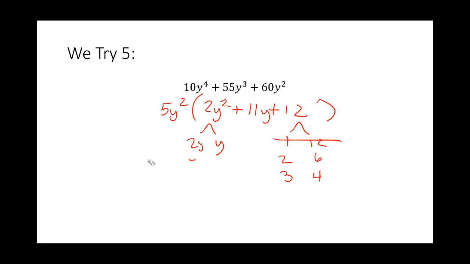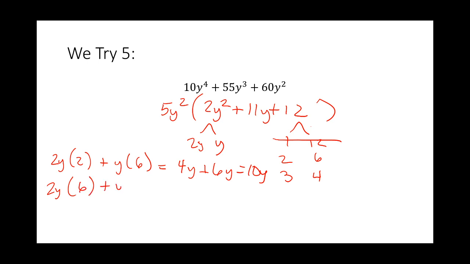Next, let's work with the 2 and the 6. So let's try that. 2y times 2 plus y times 6. Please be 11y. 2y times 2 is 4y. 4y plus 6y is 10y, not quite 11y. 2y times 6 plus y times 2. That's 12y plus 2y, which is 14y. So it can't be that one either.